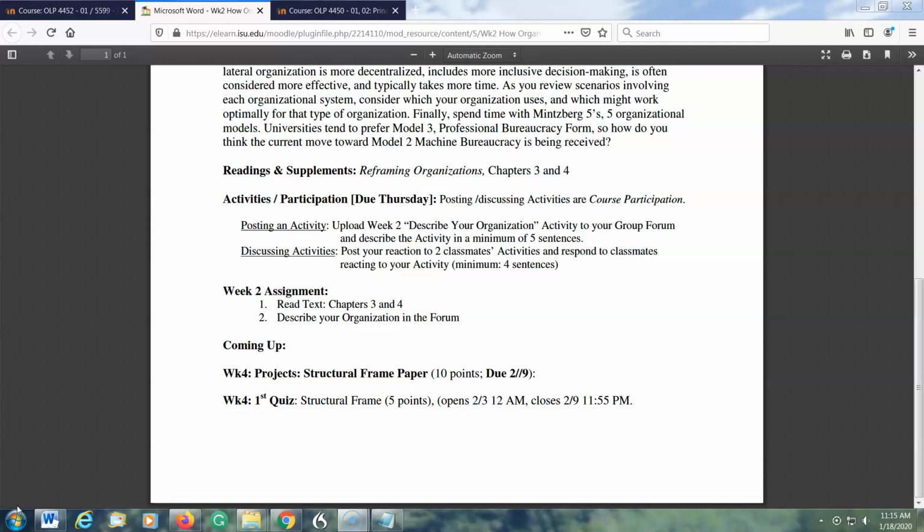And with that, I do want you to know that we've got a couple of projects that are coming up for week 4. The first project is the structural frame paper. It's a 4-page paper, and please do look in the syllabus at the requirements. Also, there is a structural frame paper description and the rubric that are on the right side menu.